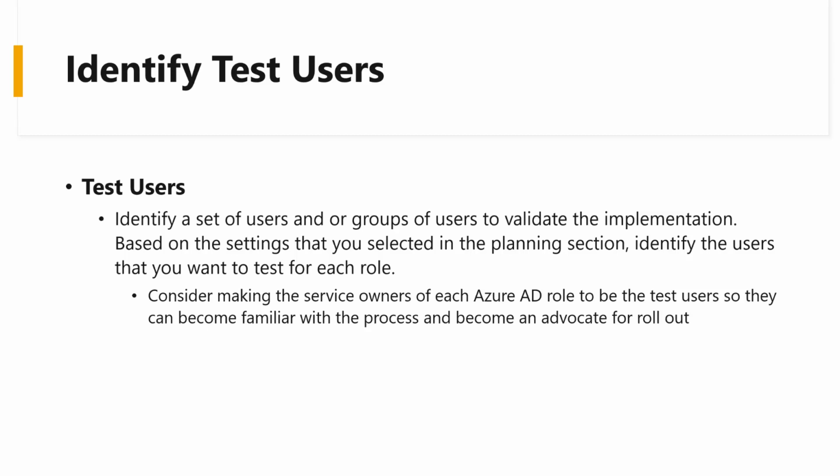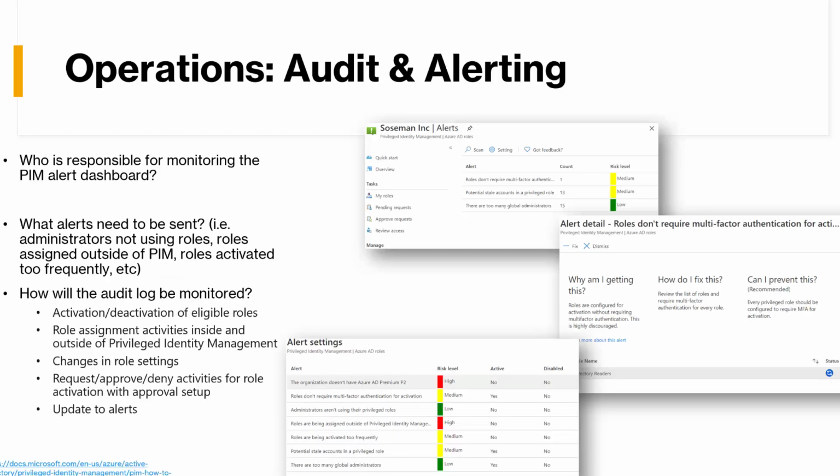Email notifications. Make sure you understand what these email notifications look like and who they get sent to and the frequency of them and what's included in them. And then the other thing here is if you're in a larger organization, make the service owners of these different roles test users. So for example, if I'm the Exchange administrator, make me a test user so that I can give you feedback on this and also be a cheerleader or an advocate. So identify your test users, come up with a test plan.